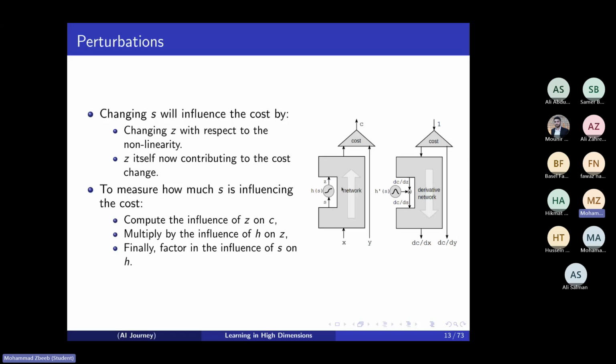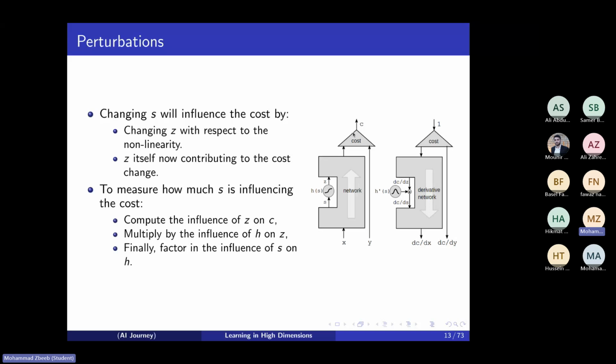In summary, to find how S influences the cost, I need to see how Z influences the cost and how passing it through this nonlinearity influences the cost. Multiply those. This is a combined influence, and it's the gradient of S. And we're going to see a systematic way to do this. Now let's see if anyone has a question.